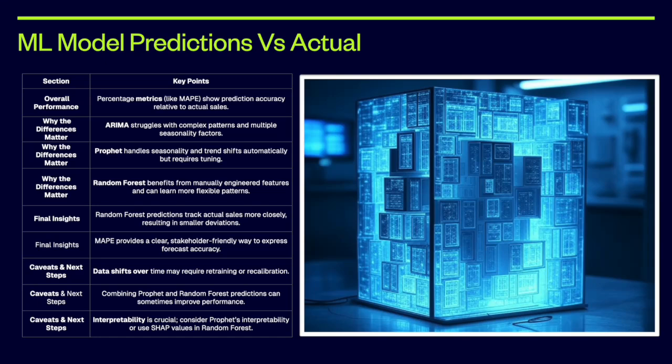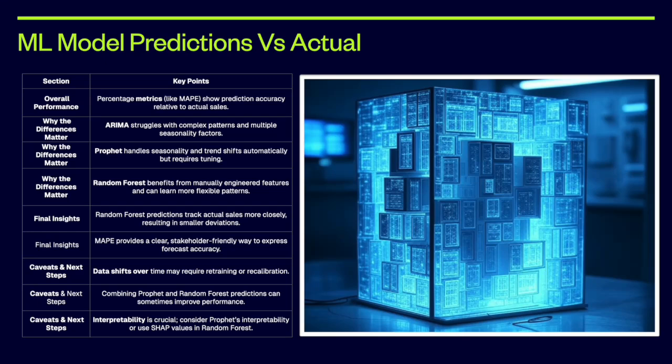Why does the difference matter this much? Because random forest benefits from manually engineered features and can learn from flexible patterns. It deals with non-linearity, and it can engineer features from more flexible patterns. So, final insights: random forest predictions track actual sales more closely, resulting in small deviations.